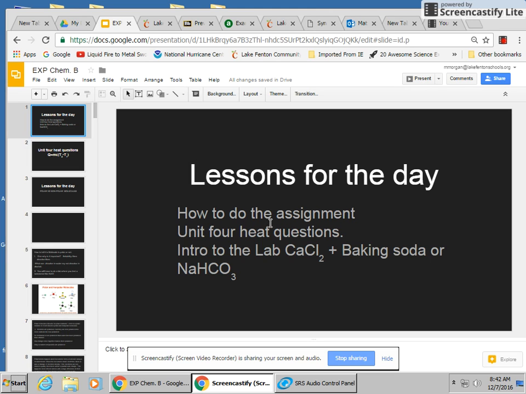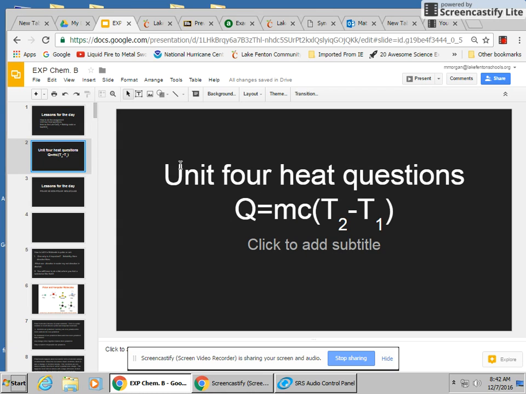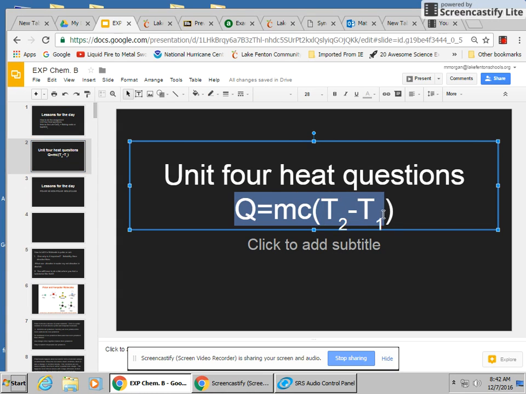Okay, so we're going to look at how to do the assignment, Unit 4 heat questions, and intro to the lab, CaCl plus baking soda or sodium bicarbonate. The first thing that we're going to do is look at Unit 4 heat questions. This is the formula that we're going to use to answer Unit 4 heat questions. This is heat, Q equals mass times the change in temperature, or T2 minus T1.